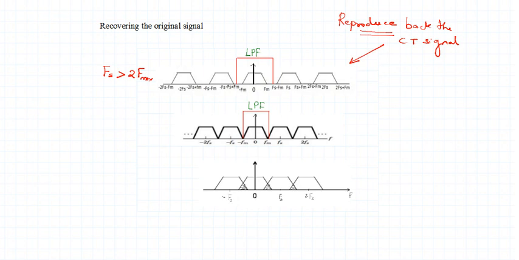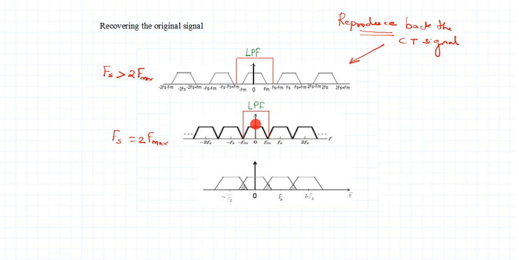What has happened in the next case? In the next case, my Fs is twice of F max. It means that here the spectrum is very close, but still there is no overlap. If I place my low pass filter in this form, I am still able to recover one spectrum completely and discard the repetitions. Once I get the complete spectrum of the original CT signal, I can apply the inverse Fourier transform to this and get back my CT signal.